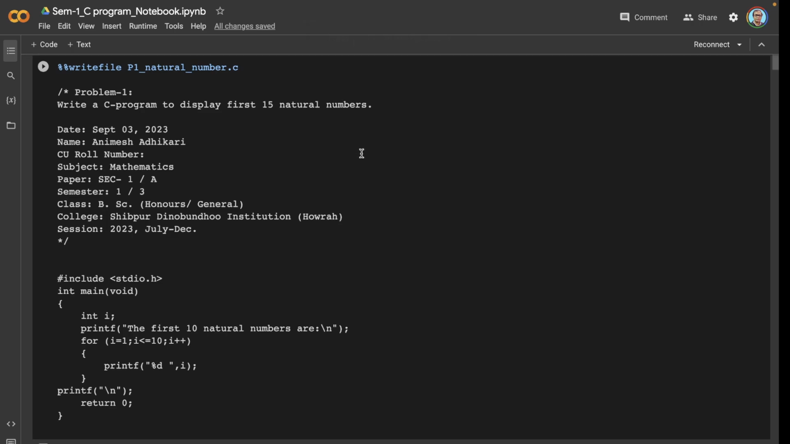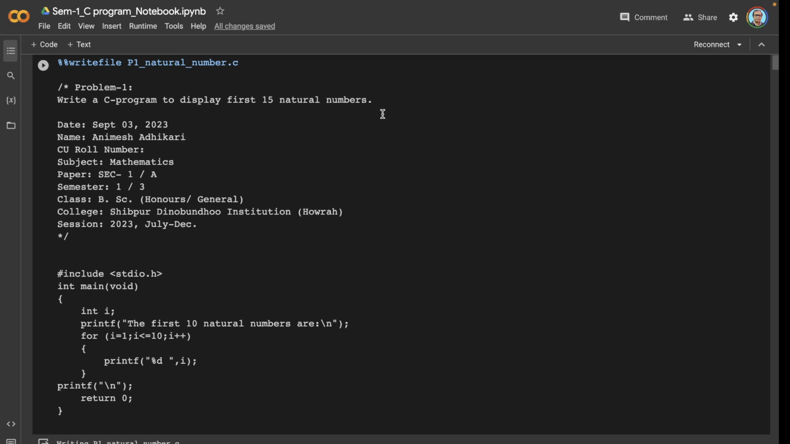Here in Google Colab, we type this C program. Problem 1. Write a C program to display first 50 natural numbers. So date, name, C roll number, subject, paper, semester, class, college, session, all put here according to you.